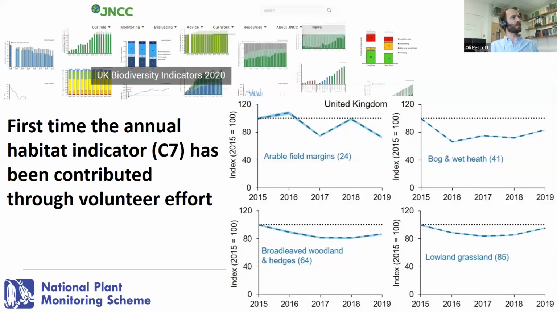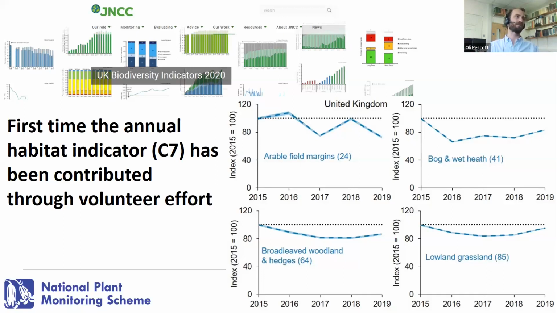And that was in 2020, it says there. I think we first published them in 2019. That was the first time that an annual habitat indicator, C7, sorry, it's just the jargon within the UK biodiversity indicators, was being contributed through volunteer efforts. That was an amazing achievement just within 5 years for the NPMS. And as I mentioned earlier, we presented those for the 4 most widely surveyed NPMS broad habitats there.